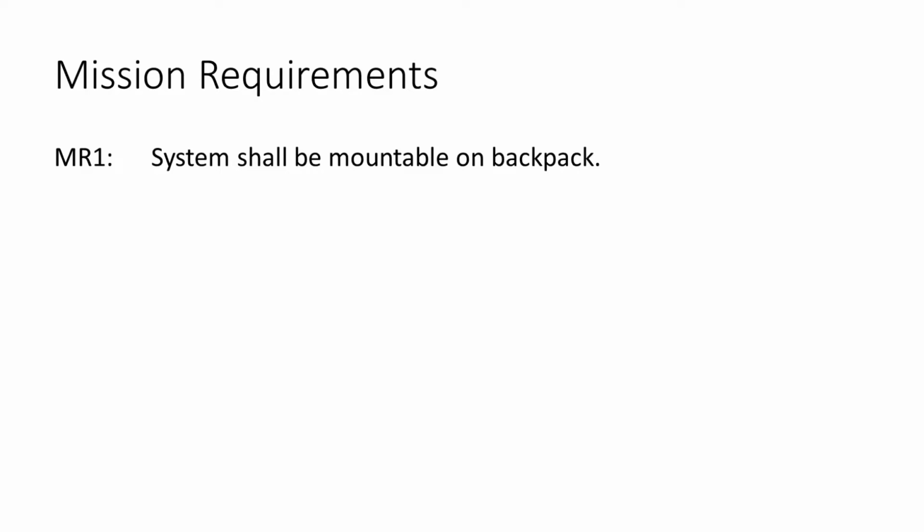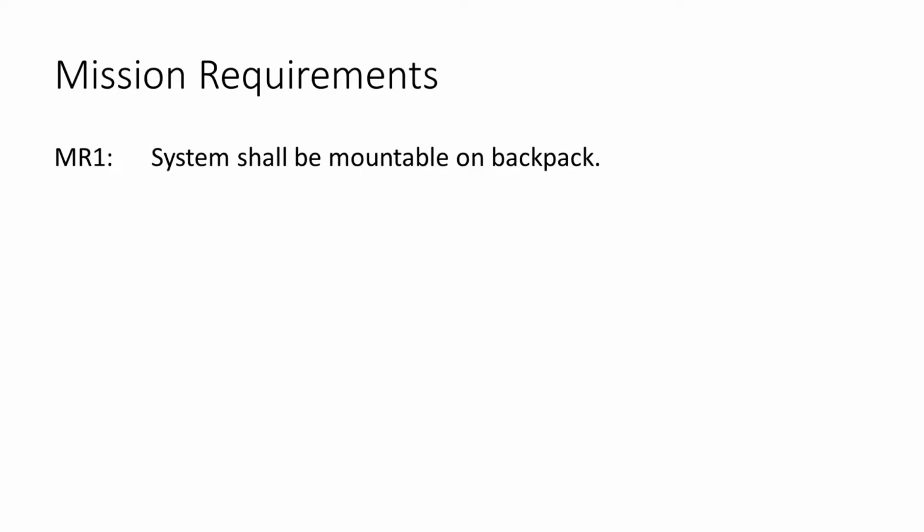So how do we start writing our requirements document? Let's start with what the system has to do. These are what we call the mission requirements. We said earlier in the ConOps paper it had to be wearable. So, mission requirement: system shall be mountable on backpack.